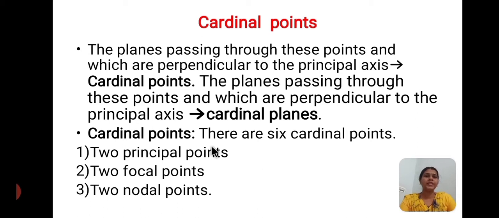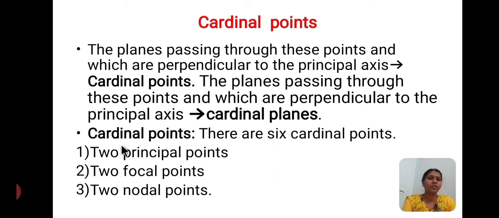The planes passing through these points and perpendicular to the principal axis, we call cardinal planes. Cardinal points, this is the cardinal planes. In cardinal points, 6 points will be there. What are those 6 points? 2 principal points, 2 focal points, 2 nodal points.